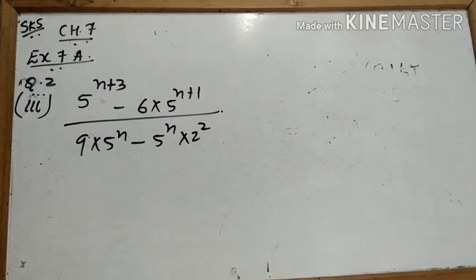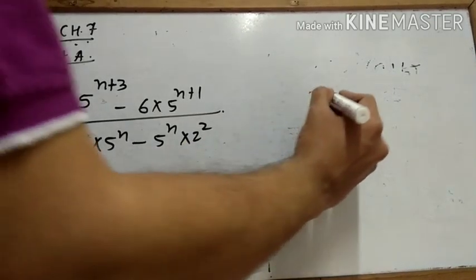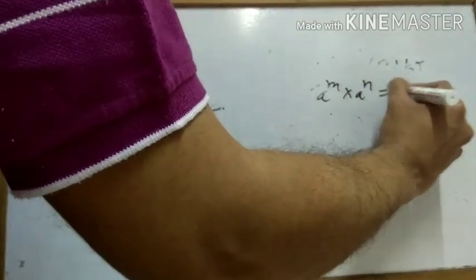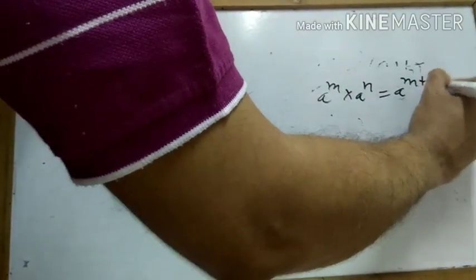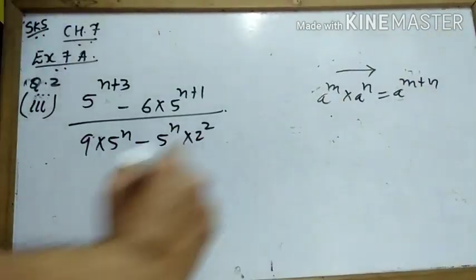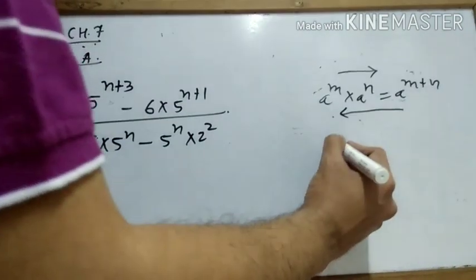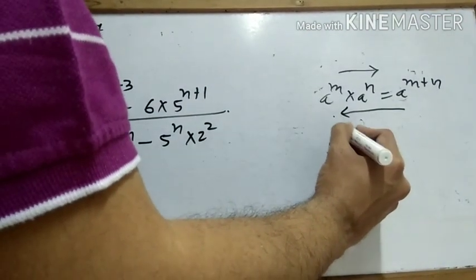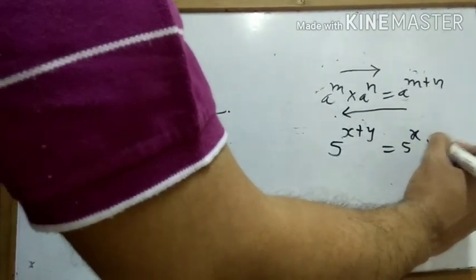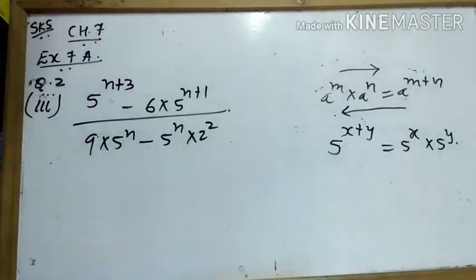Question 2, sub question 3, my dear friends, it is a little different. Till now we have applied the first law of indices, a raised to m multiplied by a raised to n is equal to a raised to m plus n. We have used this particular formula from left to right. In this we are going to use it from right to left. What I mean is that if I have 5 raised to x plus y, then I can write it as 5 raised to x multiplied by 5 raised to y.